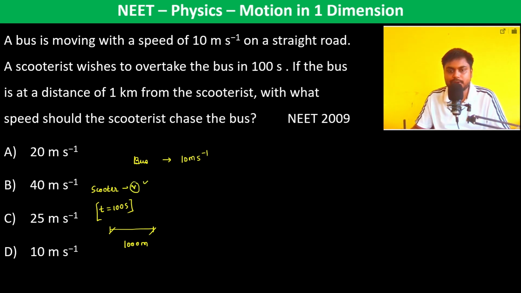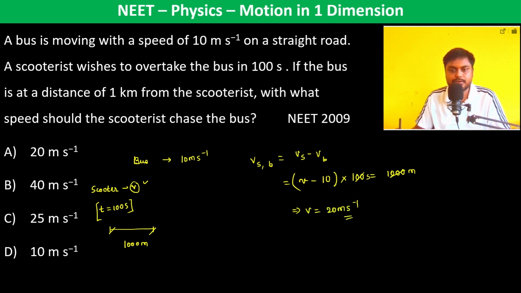So the velocity of the scooterist with respect to the bus becomes velocity of scooterist minus velocity of bus, which is v minus 10, into 100. This should be equal to 1000. So into 100 seconds should be equal to 1000 meters. So this is 10. So v should be equal to 20 meter per second. So therefore A is the answer.